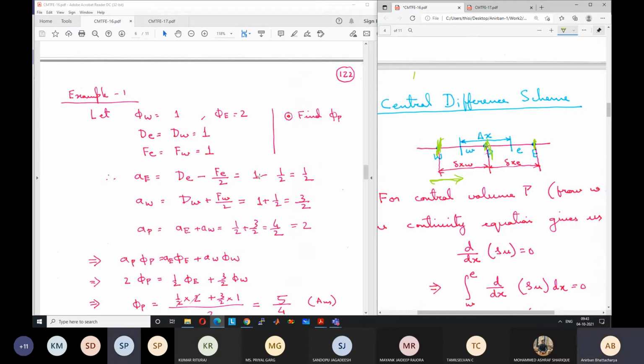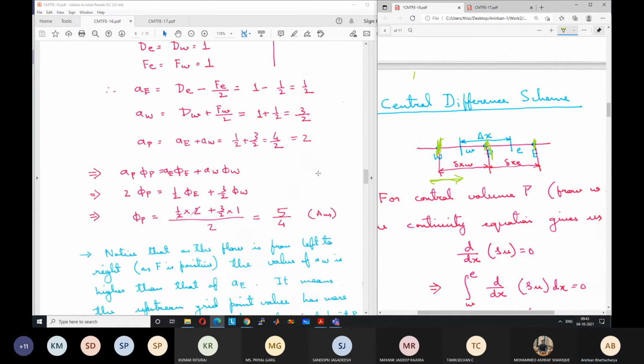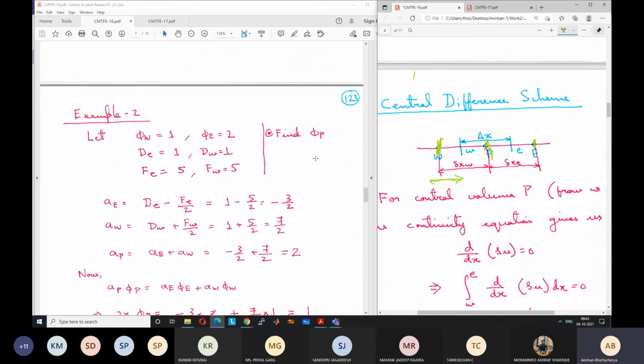Just now I said that because of convection, the effect is more and it is near to phi W. The phi P value that we have found is 5/4. Because of the effect of convection, it is near to phi W. If there is no effect of convection, there will be equal effect of W and E, right? Diffusion has equal effect in both directions. So this will be halfway between, so 3/2. If you solve also, you should get this, but you need not. You can directly say based on common sense. Is it clear?